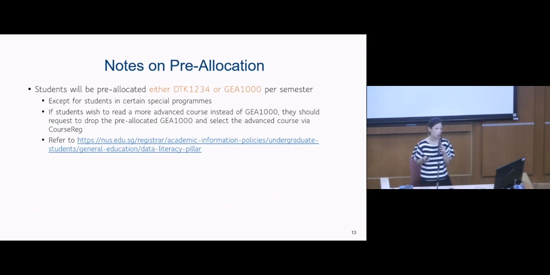Okay, so some things to note about pre-allocation. The majority of you will be pre-allocated either the design thinking or the data literacy course in semester 1 or 2. The exception is some students in special programs, like those of you in NUS College or certain double degree programs. If you want to read a more advanced course for data literacy, you need to request to drop the pre-allocated GA 1000 and select the advanced course via CourseReg. You can find more information in that link.